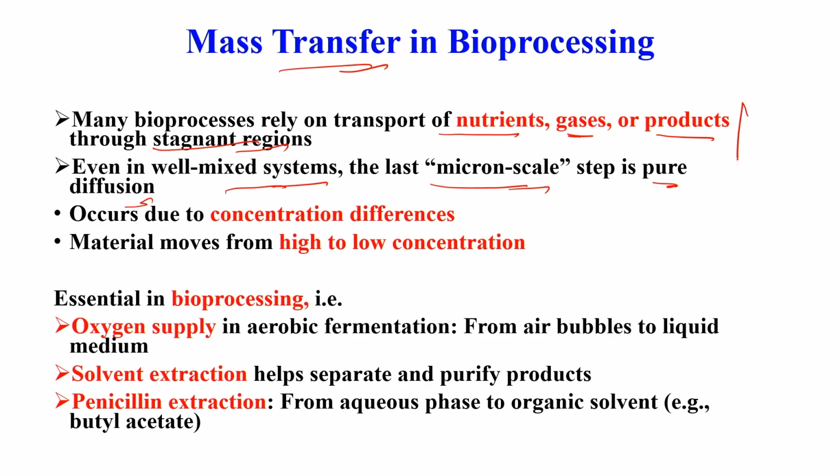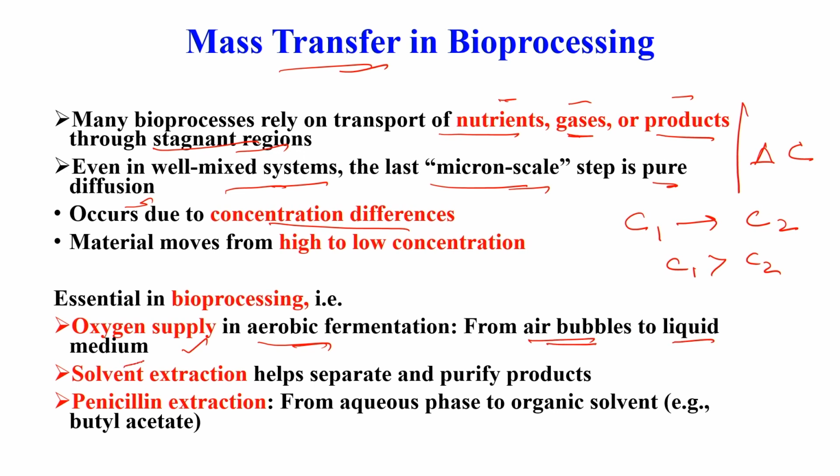And how does this mass transfer occur? There should be a driving force, and the driving force is delta C, the concentration difference. And what is the typical flow behavior? It goes from C1 to C2, where C1 is greater than C2. What is the utility of mass transfer? As it is dealing with the transport of nutrients, gases and product, particularly in aerobic fermentation it is important for oxygen supply. Oxygen is supplied from the air bubble to the liquid medium.